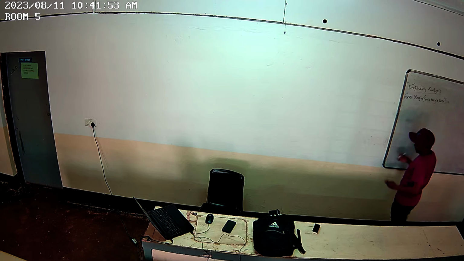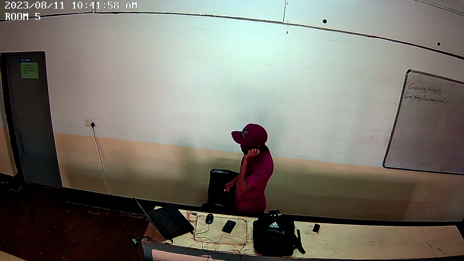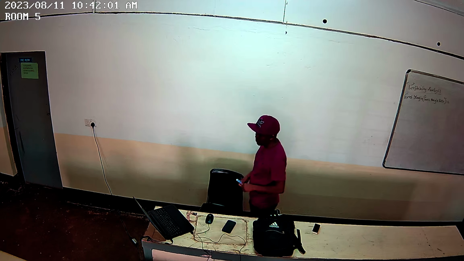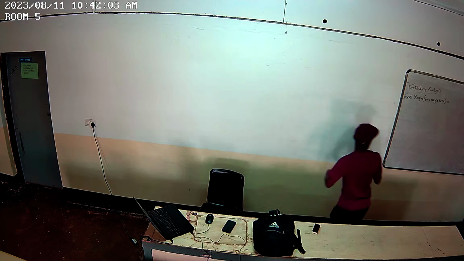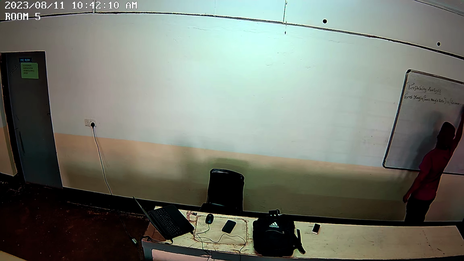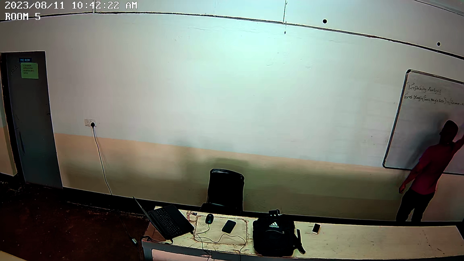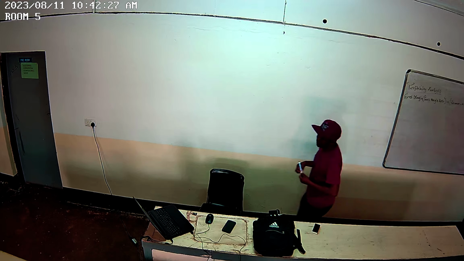So if you look at the gross margin ratio, what you need to do there is revenue less cost of goods sold. Revenue less cost of goods sold is then divided by revenue.